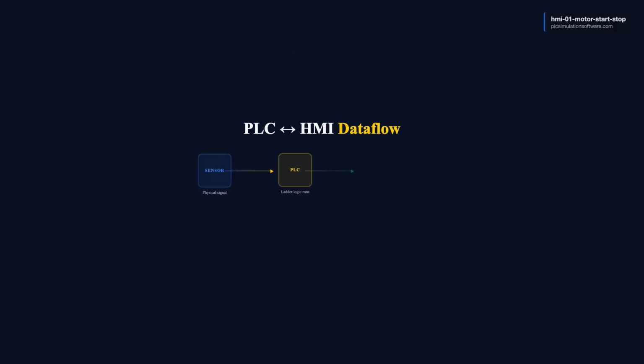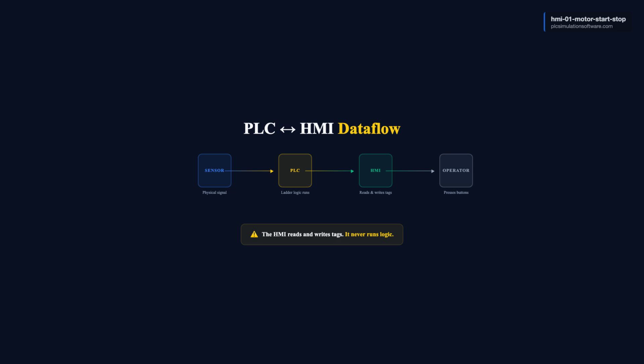Start at the beginning. What is an HMI? An HMI is a touchscreen panel or a PC display that sits between the operator and the PLC. The data flow goes like this. A sensor reads a physical signal, a pressure, a position, a temperature. The sensor sends that signal to the PLC inputs. The PLC ladder logic runs its scan cycle, evaluates the run conditions, and sets the output coils. Those output coils drive the real-world actuators, motors, solenoids, contactors.